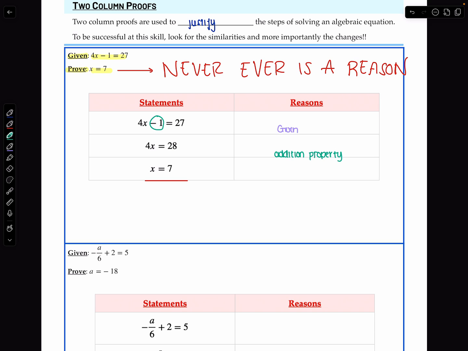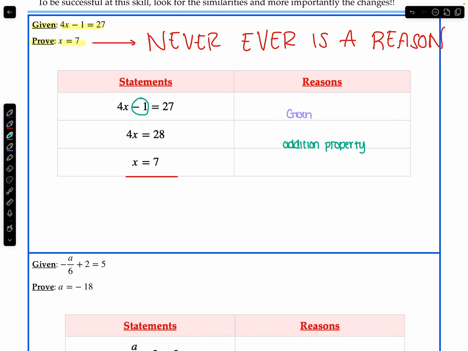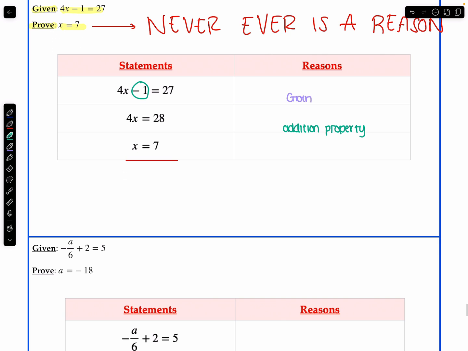The last step, I swear to all that is evil, is never prove. Look for any property, absolutely anything that is not prove. So, what changed? This 4x just gone. That is the division property. See, it's not prove. Done.